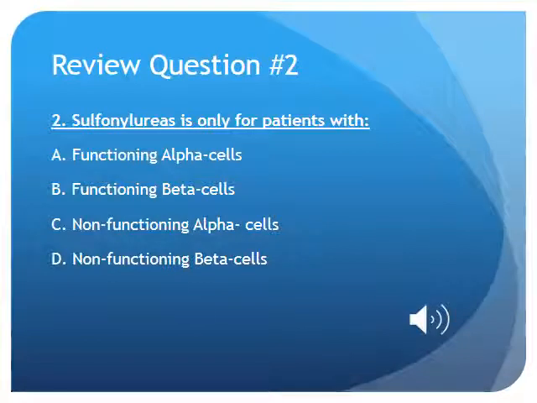For review question number 2, sulfonylureas is only for patients with A, functioning alpha cells, B, functioning beta cells, C, non-functioning alpha cells, or D, non-functioning beta cells.